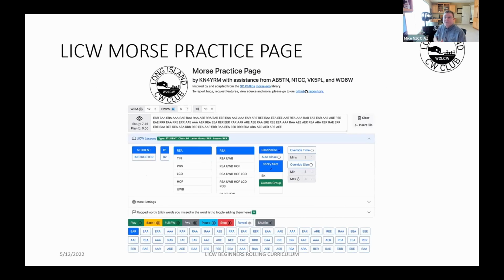Well, now that we had a curriculum, we needed a way to deliver it and a way for our students to practice it. And unfortunately, last year, our friend Ray, G4FON, became a silent key. And despite gracious help from his widow, we have been unable to find the source code. So we had to find another solution.